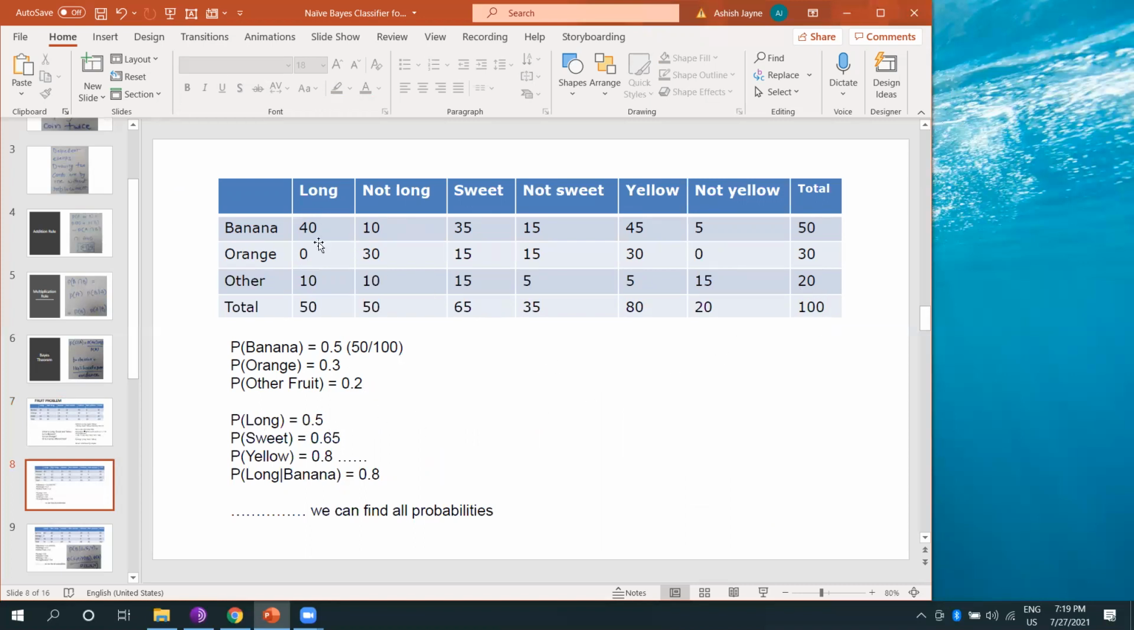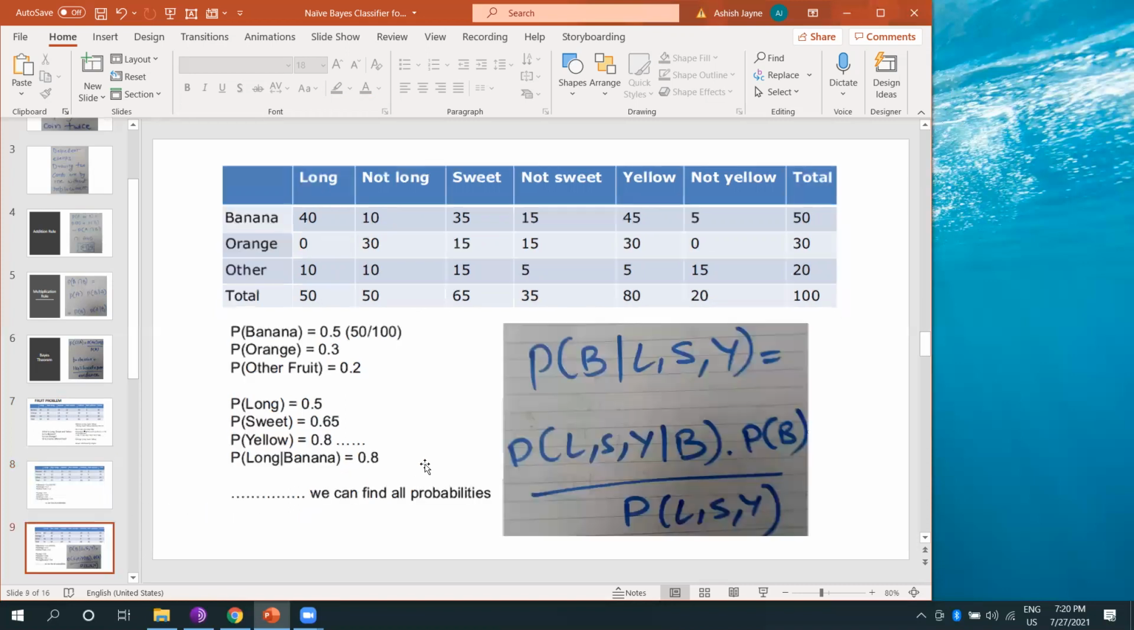Now P(long) is 50 by total 100. P(sweet) is 65 by 100. P(yellow) is 80 by 100, 0.8. Now when we put all of these into this equation, we would get P(banana | L, S, Y) equals P(L, S, Y | B) times P(B) over P(L, S, Y).